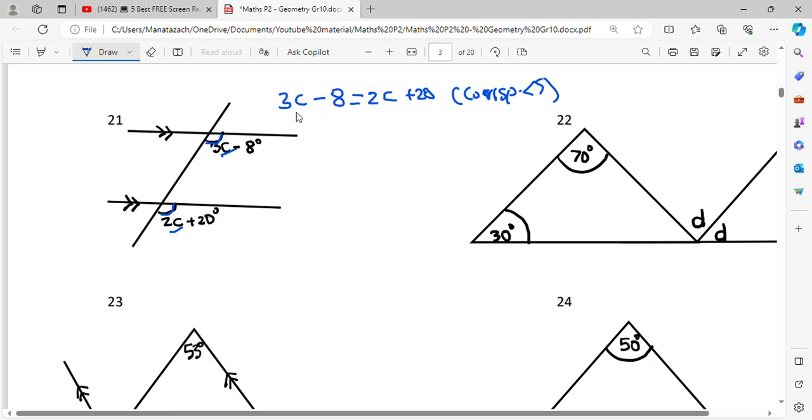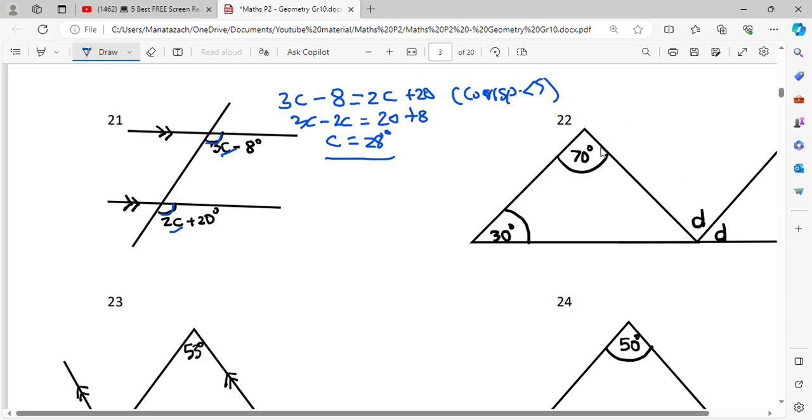So from here on, 2C will come to the left and become negative, and then the 8 will come to the right and change sign to positive. So here we'll have C is equal to 28 degrees. Now let's go to question 22. We'll calculate for size D.